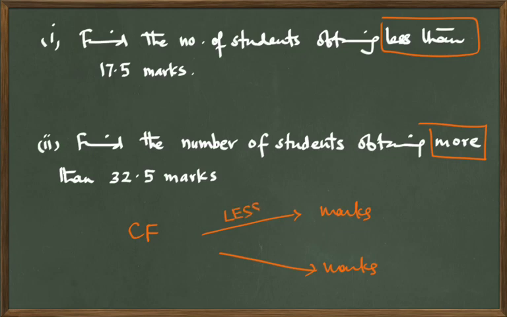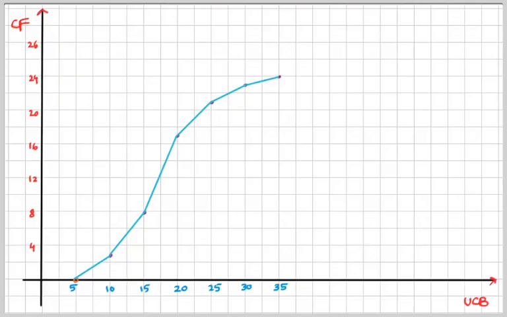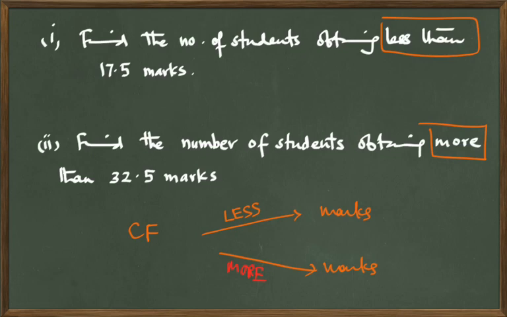Over here the keyword was less, over here the keyword was more. Let's see what difference does it make. For 17.5 marks, somewhere here is 17.5, I reach the graph, I go left, and what I am getting is the value 12. That means there are 12 students who have obtained lesser than 17.5 marks.